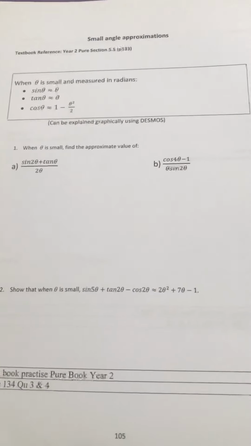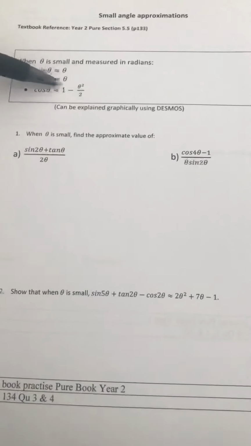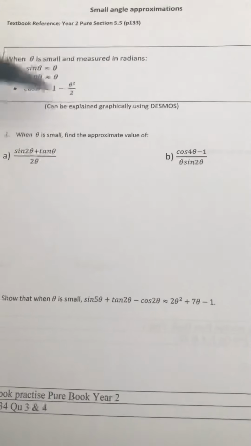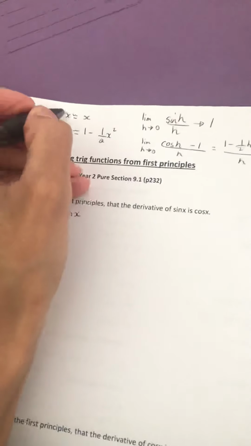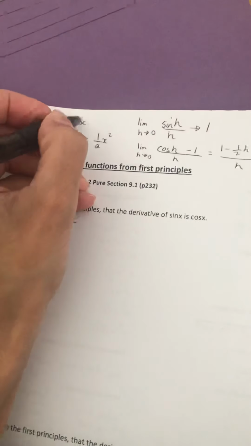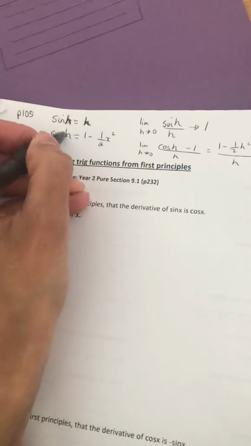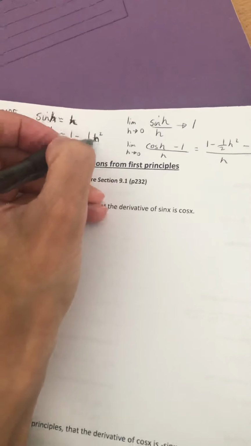And when theta is small, then sine theta is approximately theta, tan theta is approximately theta, and cos theta is approximately 1 minus theta squared over 2. So you're going to need to know these facts. And what I've done is I've just put them on page 150. To be honest, I could have just put sine of h is approximately h, because I'm going to be using h. So sine of h is approximately h. Cos of h is approximately 1 minus a half h squared. Okay.